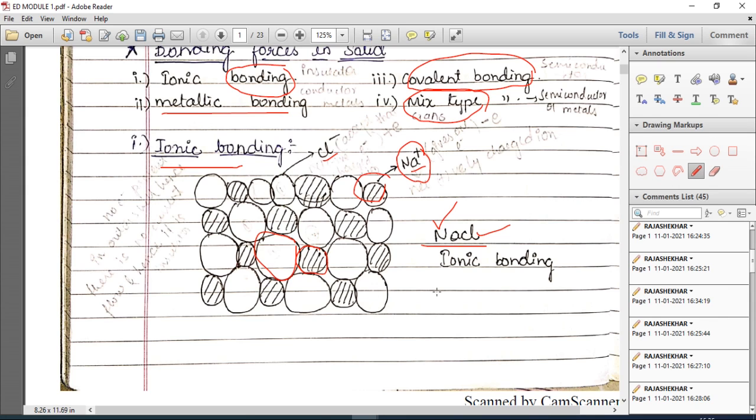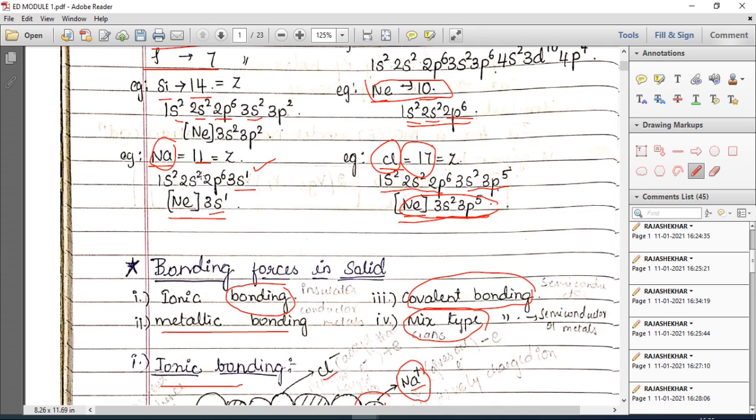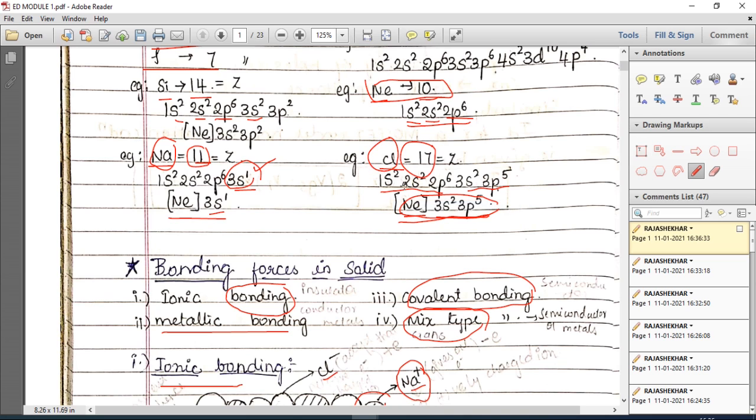I hope it is clear for everyone. What I am saying is that, as shown here, sodium has 11 electrons, and only one electron is free. This is 3s1. This electron is accepted by the chlorine, because chlorine has a total of 17 electrons with 3p5, where p is capable of holding 6 electrons. So the one electron released by the sodium will be placed in the p orbital.